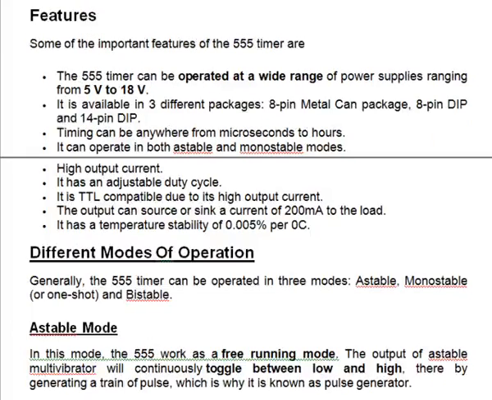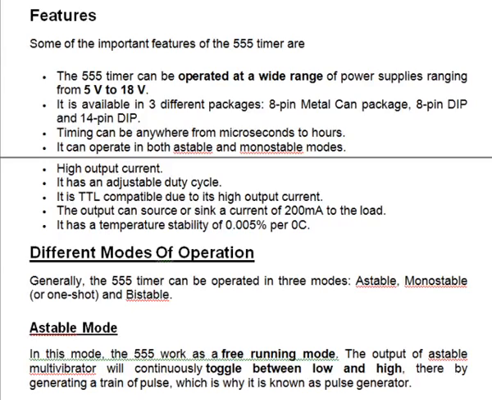Now, its features. Some of the important features of 555 timer are: the 555 timer can be operated over a wide range of power supplies ranging from 5 volt to 18 volt. It is available in 3 different packages: 8-pin metal can package, 8-pin DIP and 14-pin DIP. Timing can be anywhere from microseconds to hours. It can be operated in both Astable and Monostable modes.